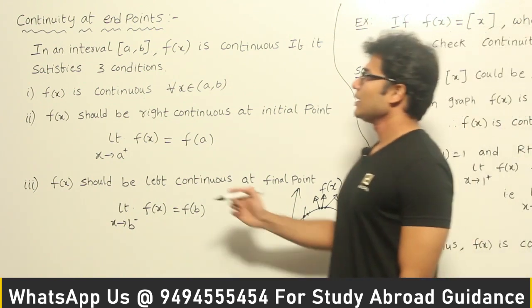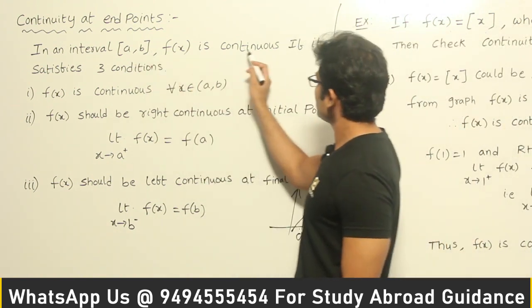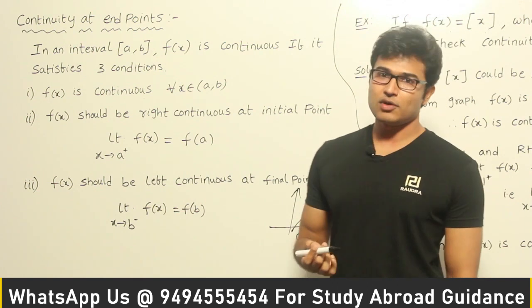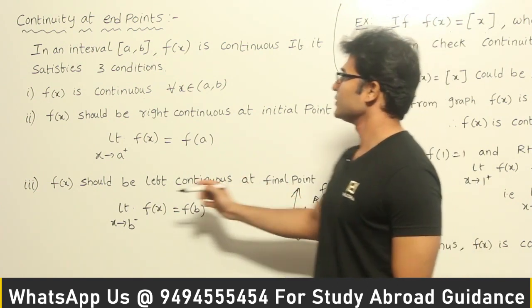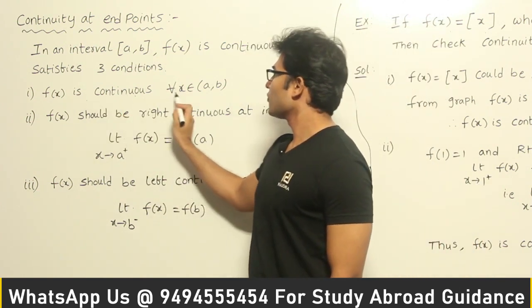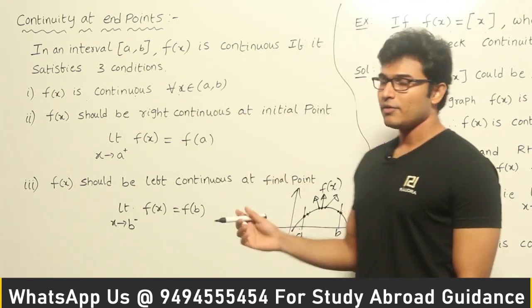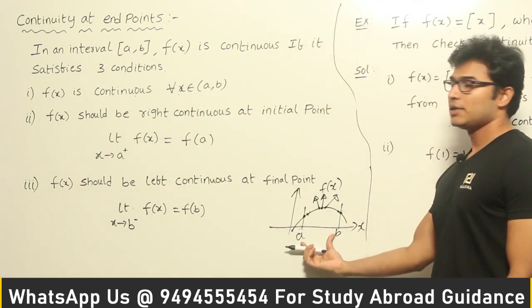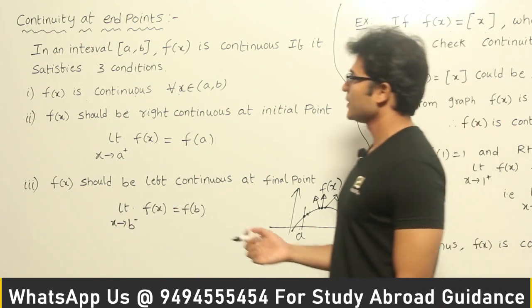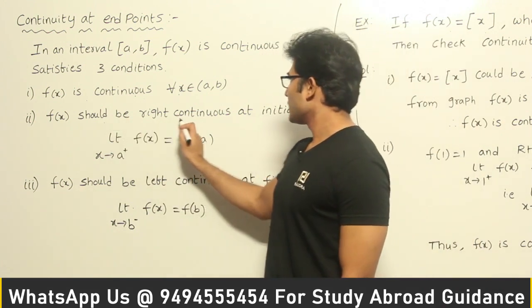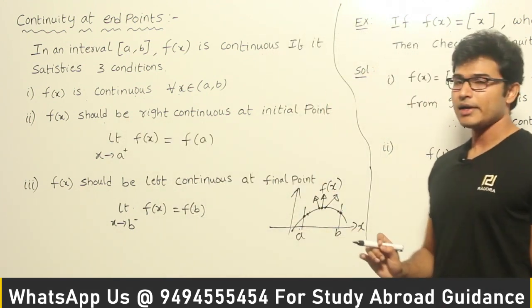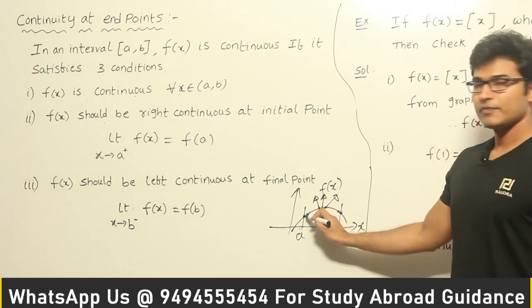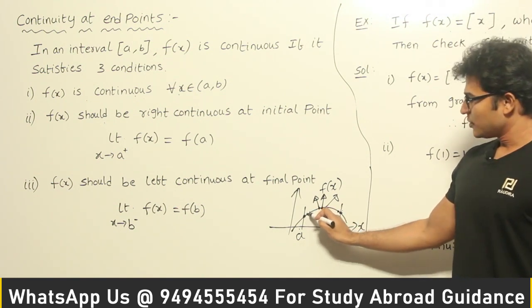Now see the definition. In an interval a comma b, f of x is said to be continuous if it satisfies the following three conditions. What are the three conditions? First, f of x is continuous for all x belonging to a comma b, which means between these two points a and b, f of x should be continuous. And the second condition is, f of x should be right continuous at the initial point. What is the initial point here? A. At this point it should be right continuous.